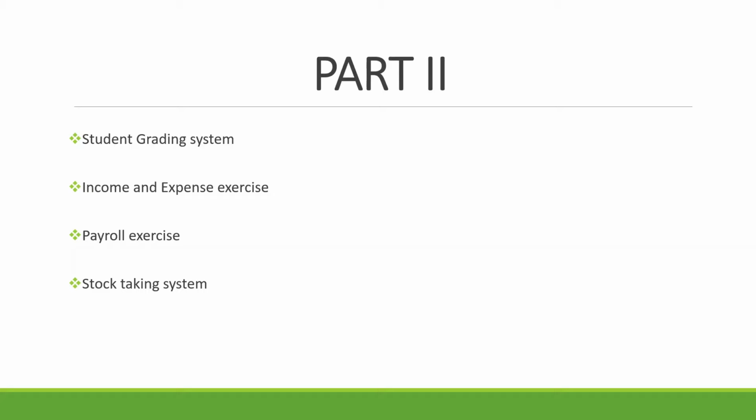So the first project we'll build in part two will be a student grading system. We will also build an income and expense system, a payroll system, and a system for taking stock as well. I plan on adding a few more of them, so we will see when we get to part two. I might make it up to maybe 10 projects, and then we'll make it all into one video so that you can get as much hands-on experience as possible. So without wasting time, let's jump right into Excel.